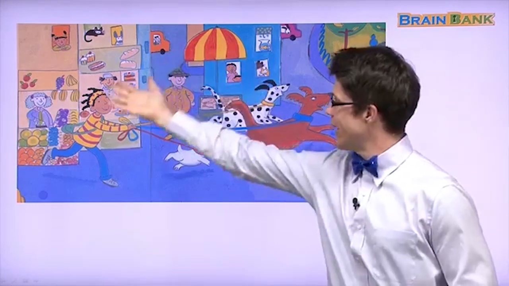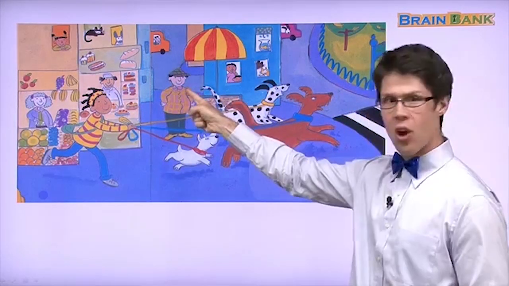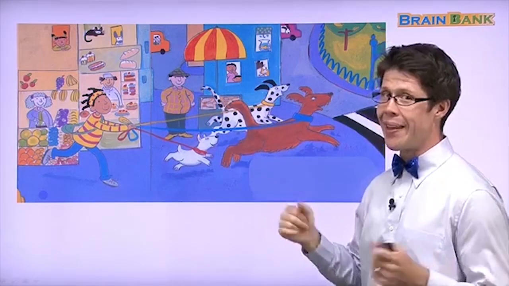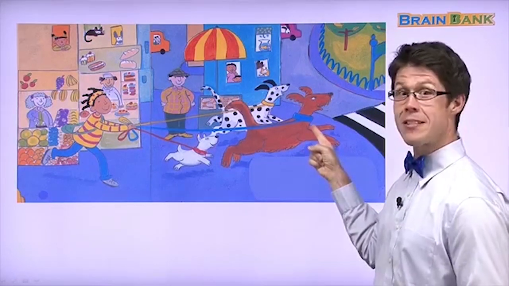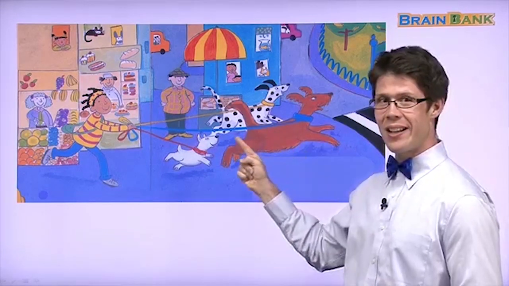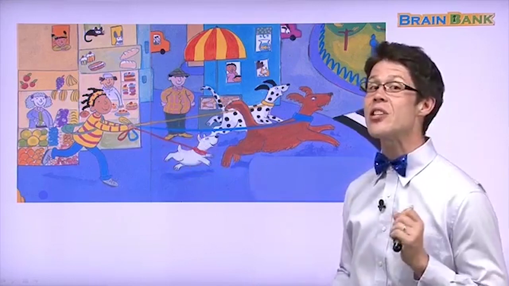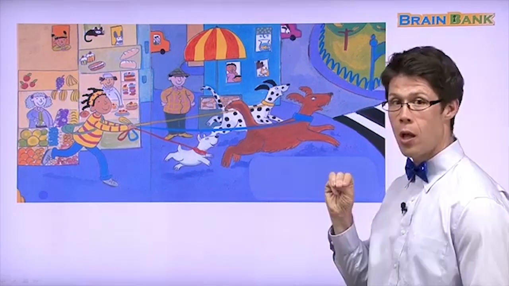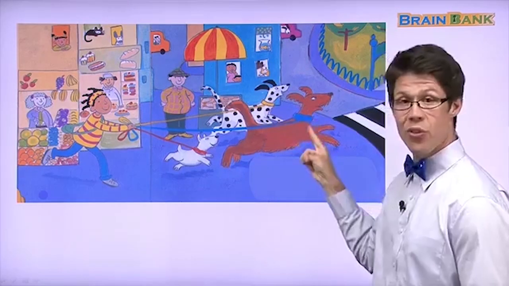Right? Who is the dog walker? Is he the dog walker? No. He is the man. Is this the dog walker? Oh, this is a dog. Who is the dog walker? Is it her? Yes, she is the dog walker. All right, and how many dogs does she have? Three. Very good. One, two, three dogs.